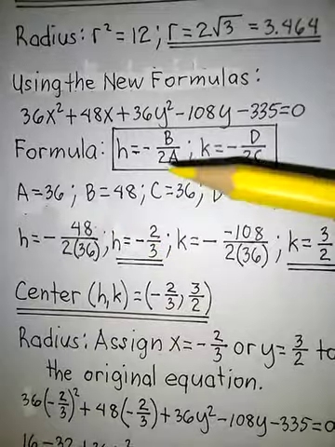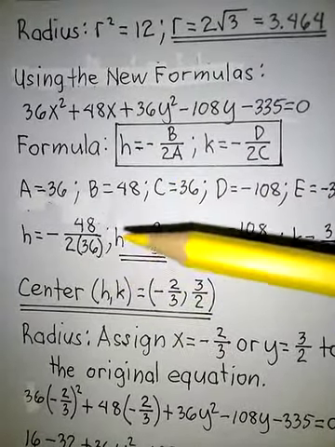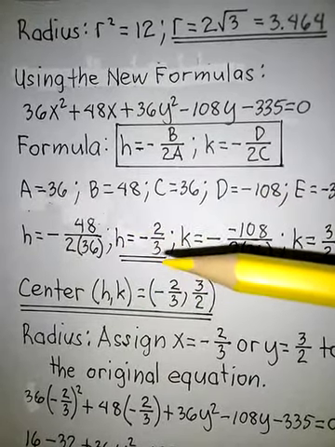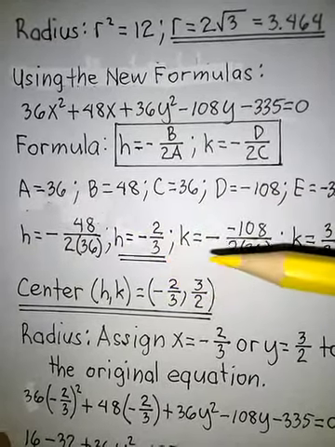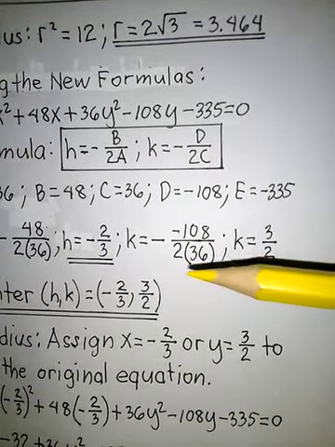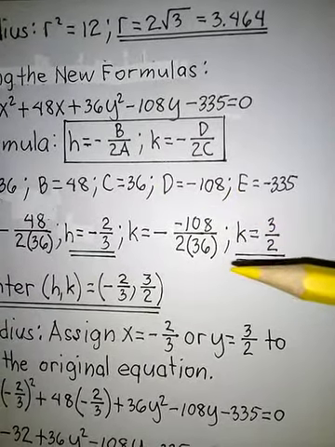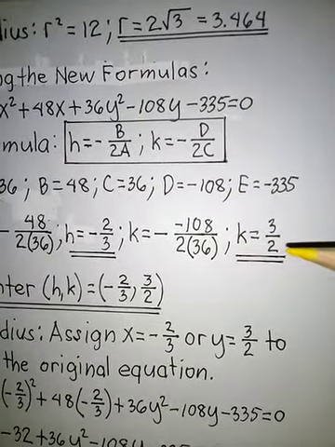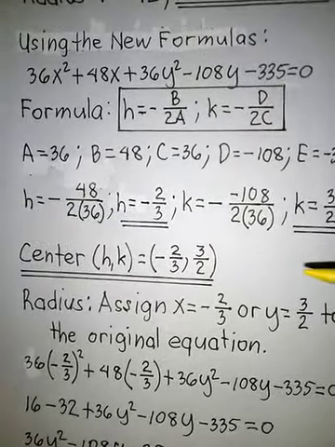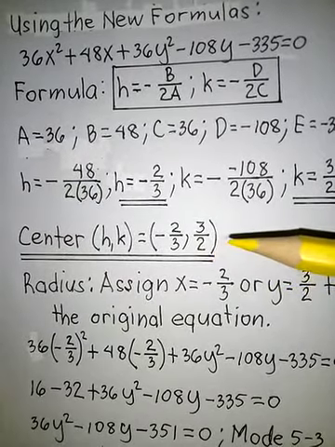So for h, substitute, b is 48 over 2 times the coefficient a, which is 36. Simplifying that, we have negative 2/3. And for k, we have negative d, d is negative 108, over 2 multiplied by coefficient c. Simplifying that, we get k is equal to 3/2. So for the center, we have (h, k) equal to negative 2/3 and 3/2.